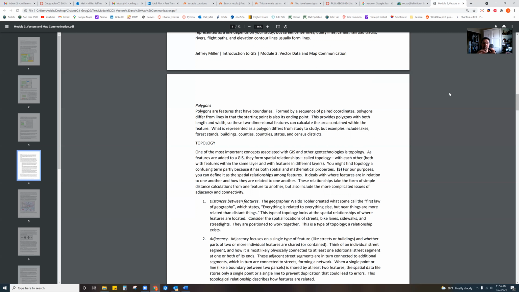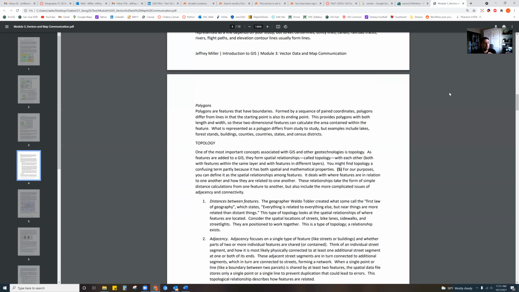Whereas with a polygon, because it is known to have an inner part, there's also a width involved. So length and width, meaning that polygons have a two-dimensional representation. What would be a polygon? Think of something like a lake or building outlines. Or how about state boundaries? Those are good examples of polygons.